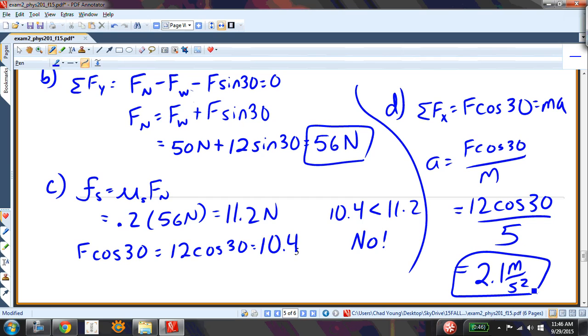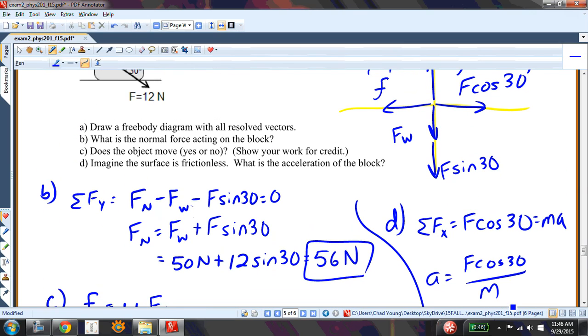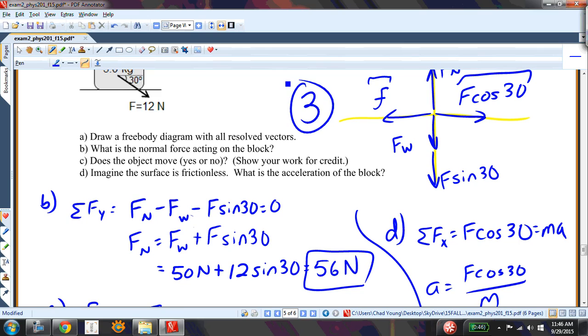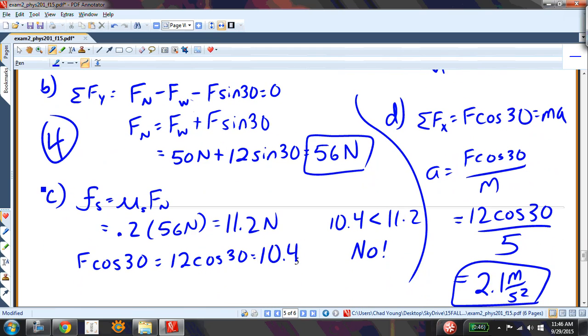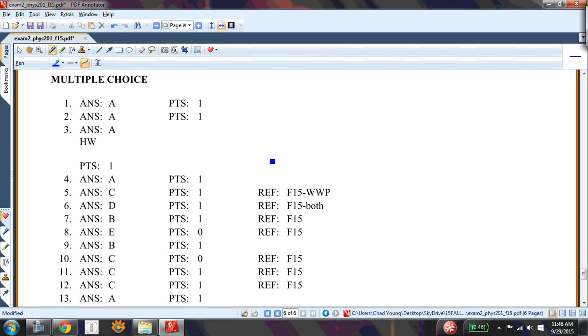Let's see, I don't remember how the point distribution went here, I did 3 points for your free body diagram, 4 points for part B, 4 points for part C, and 4 points for part D. Here's the multiple choice answers again.